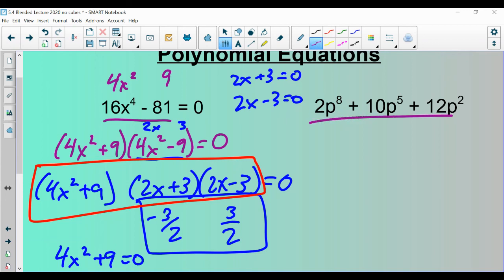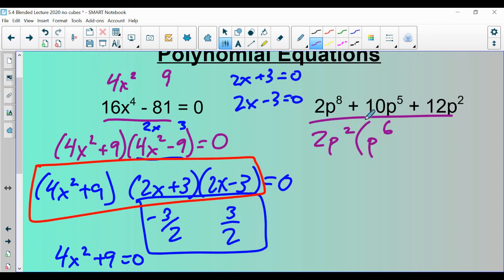Right away, I notice that they all have something in common. They all have a 2p squared in common. So I'm going to factor that out. That's the greatest common factor. If I took out a 2p squared out of 2p to the 8th, the 2's would cancel, and I would be left with p to the 6th.